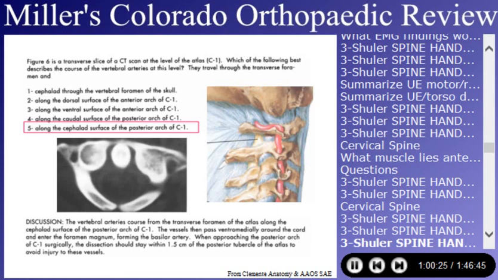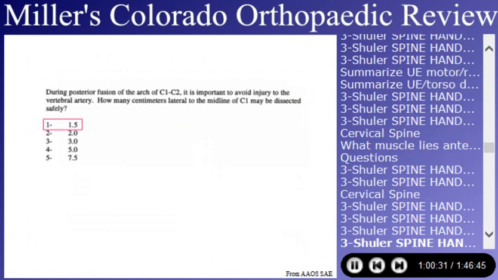Surgical dissections should stay within 1.5 centimeters of the posterior tubercle. Right here's the test question. Posterior fusion of the arch of C1, C2. It's important to avoid injury to the vertebral artery. How many centimeters lateral to midline may be dissected safely? Don't forget the artery lives at 2, so to be safe, you've got to be less than that, 1.5.